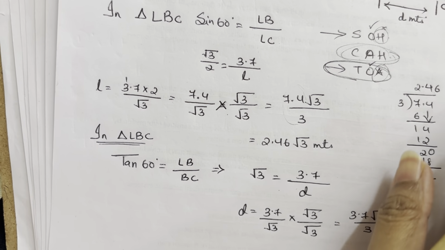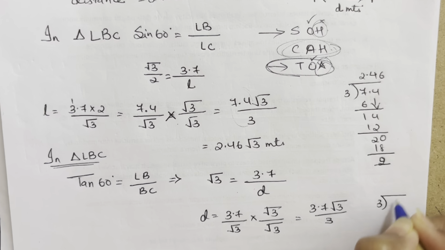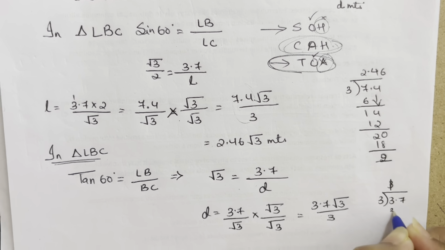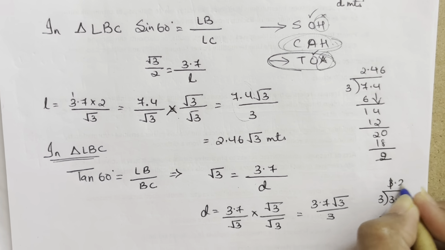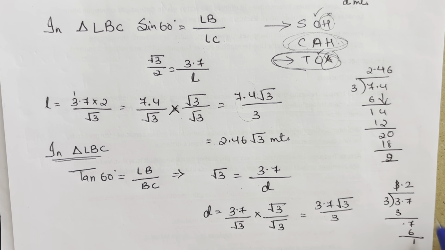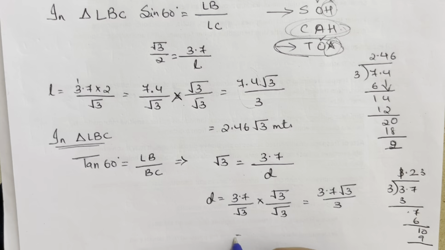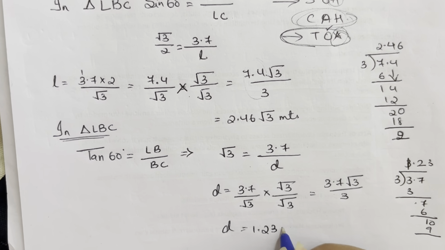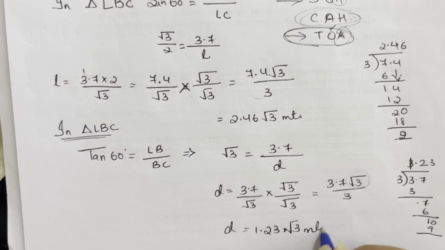Now I will multiply it further. Sorry, I will divide these two things. 3.7 divided by 3, 3 ones are 3. I get 0.7, the point, 2 times 6, 1, and the decimal is there, 0, 3 times 9, and so the answer is going to be D is equal to 1.23 root 3 meters. Root 3 I did not use, so root 3 meters will come in here.